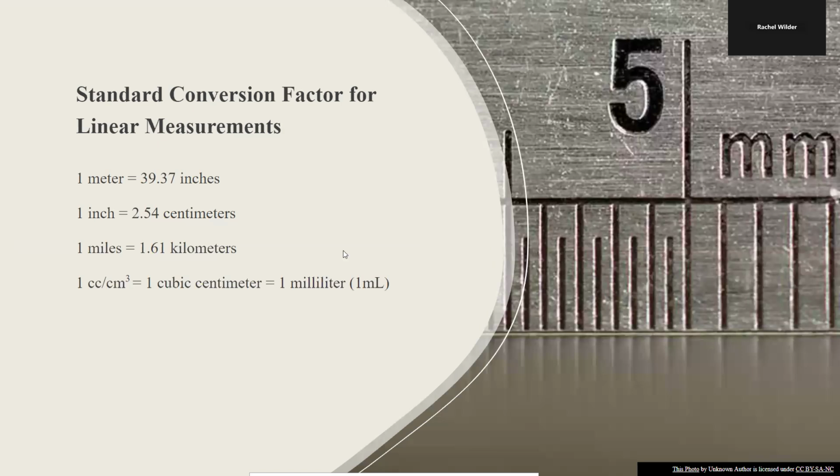This is your standard conversion factors for linear measurements. I'm not going to make you do this. We're not going to be converting things. We're just looking at the general ideas for the survey class. Now, in a standard chemistry class, we'd be converting. So a meter is 39.37 inches. An inch is 2.54 centimeters. A mile is 1.61 kilometers. And a cubic centimeter is 1 milliliter.